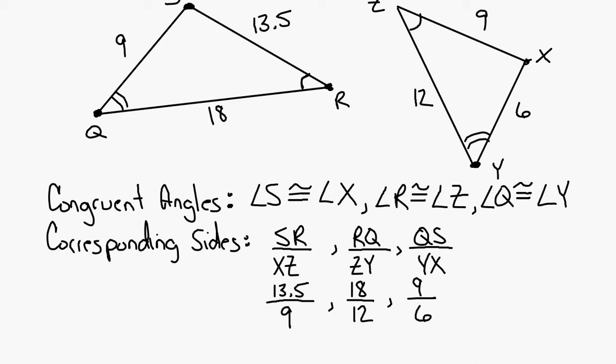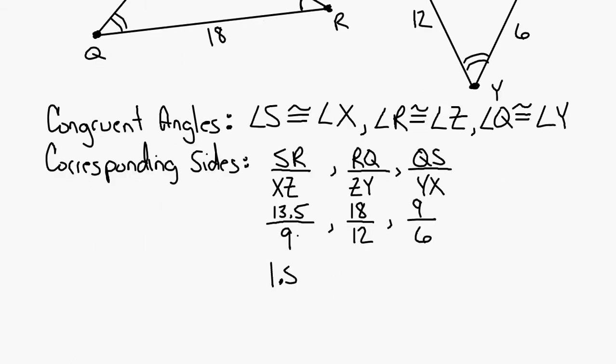So now, if all of these ratios are the same, then the corresponding sides are called proportional, and the shapes would be similar. So just find out if these ratios are the same. Okay? Take 13.5 and divide it by 9. And let's see, 13.5 divided by 9 is 1.5, isn't it? So 1.5. And what's 18 divided by 12?